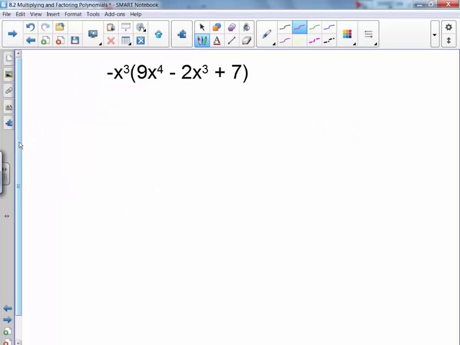Same thing if you're doing it with 3 of them, okay? You do negative x to the third times 9x to the fourth. That gives us negative 9x to the seventh. Add the exponents. Negative times negative gives you positive. x to the third times 2x to the third gives you 2x to the sixth. Negative times positive gives you negative. x to the third times 7 gives you 7x to the third.